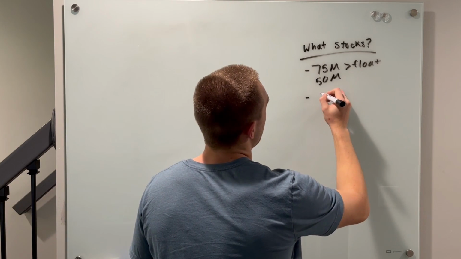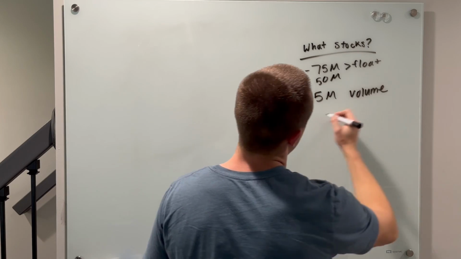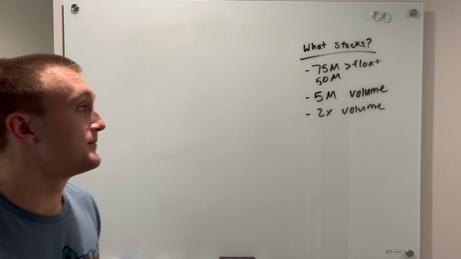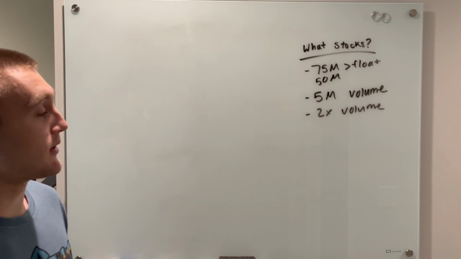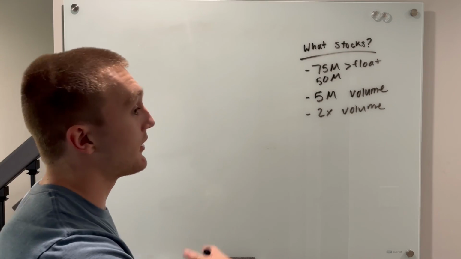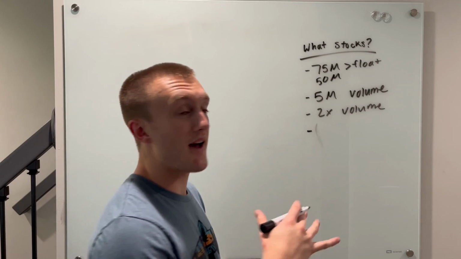You want to have at least 5 million shares traded in at least 2x relative volume. The 5 million will make sure that you are going to get enough liquidity, you can get in and out when you want to, and that 2x relative volume is going to make sure that other traders are watching it and therefore could validate your trend and validate your analysis even more. And finally, you want to have good news.